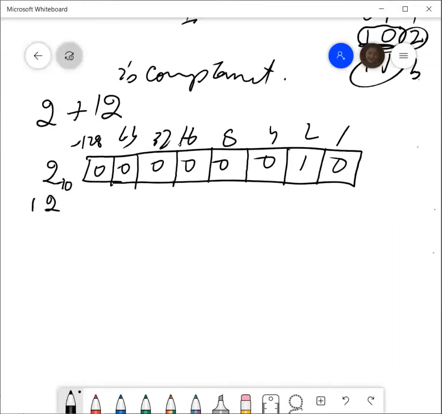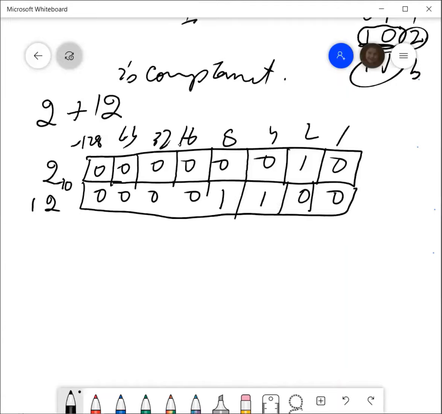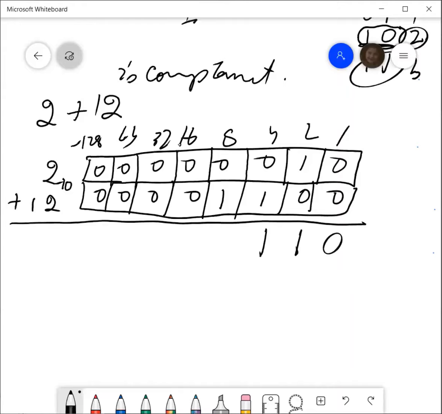Now what about 12? In the same way I'll show 12, so 12 will be 8 and 4 on, and in the same way I'll put those boxes over here, and then I'll show the addition result like this. Now I'll add bit by bit: 0 plus 0 is equal to 0, 1 plus 0 is equal to 1, 0 plus 1 is equal to 1, 0 plus 1 is equal to 1, and the rest are all 0. Simple, addition will be this easy.